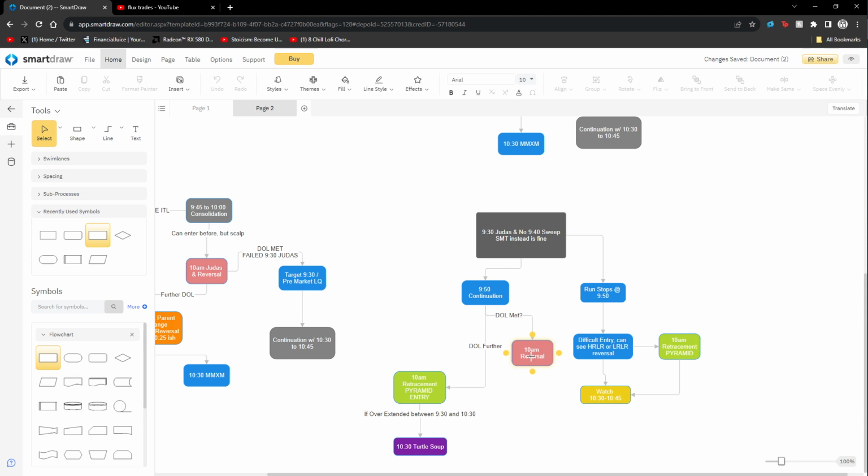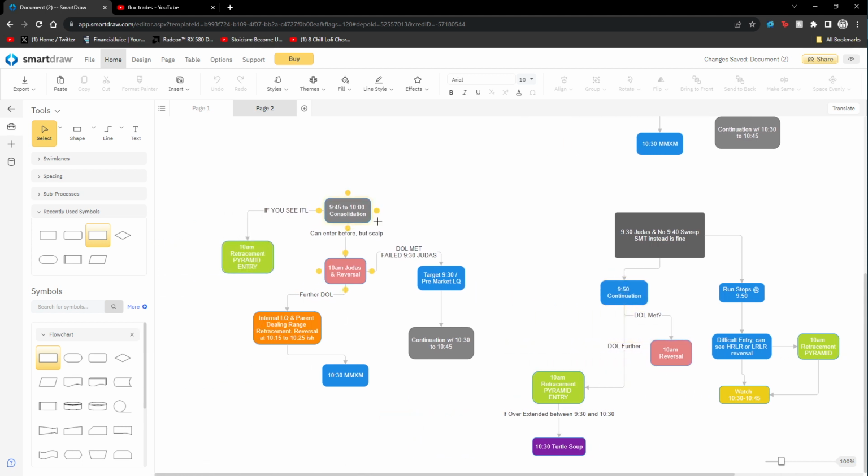So if your drawn liquidity is met, you get a 10 a.m. reversal. If drawn liquidity is further, you get one of these two. It applies to basically everything, right?